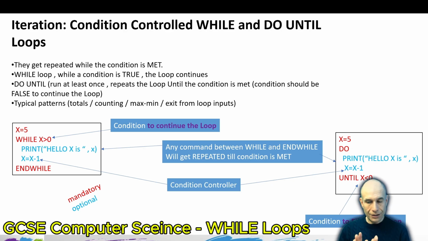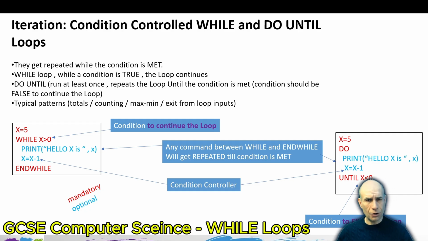x is 4. Is 4 less than 0? No, it is not. So this condition is not met. This is the condition to exit from the loop. So this should always be false for the loop to continue. And as soon as this condition is met, then we exit from this loop. In this case, whenever the x becomes 0, because 0 is not less than 0, it will not exit yet. So these two pieces of code, this one using while and this one using do until, are exactly doing the same thing.